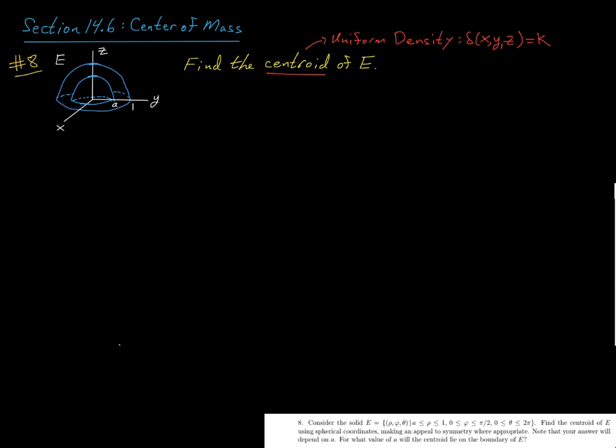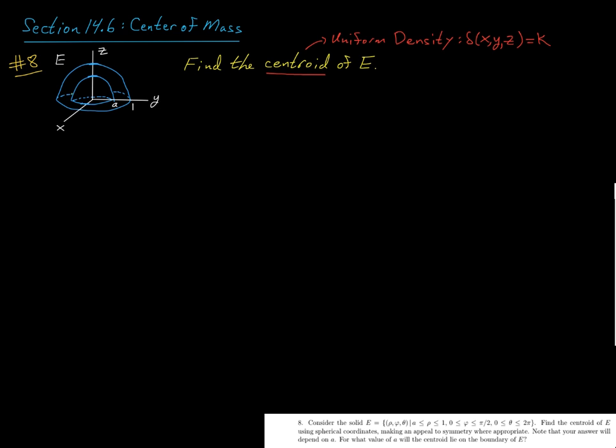All right, in this last video in section 14.6, we're going to look at question 8 that says, consider the solid E given in spherical coordinates rho, phi, theta, where rho varies from a to 1, phi varies from 0 to pi over 2, and theta varies from 0 to 2 pi. Our job is to find the centroid of the solid E using spherical coordinates, making an appeal to symmetry where appropriate. Then it says, note that your answer will depend on a. And finally, for what value of a will the centroid lie on the boundary of the solid E?